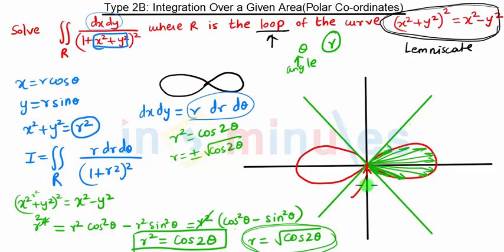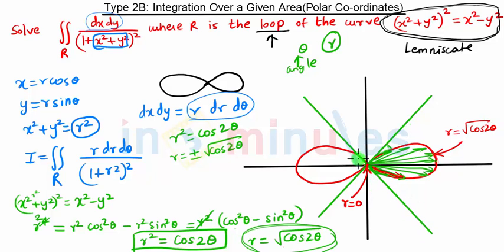At the origin, x is equal to 0 and y is also equal to 0, so r will also be equal to 0. So the lower end of this strip is 0. What is the upper end? Upper end is on the lemniscate curve. What is the equation of the lemniscate curve? It is root of cos 2θ. So r is root of cos 2θ.